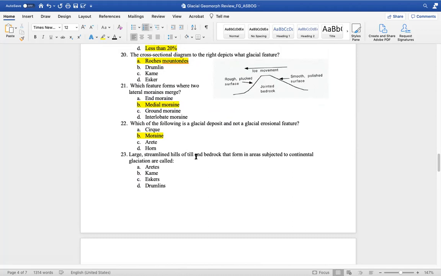Large streamlined hills of till and bedrock that form in areas subjected to continental glaciation are called what? So streamlined always refers to continental glaciation features. So you may be asked about streamlined features. I think that was a question on a practice exam, so that's a good keyword to take note of. But in this case, they already told you that it was continental glaciation.